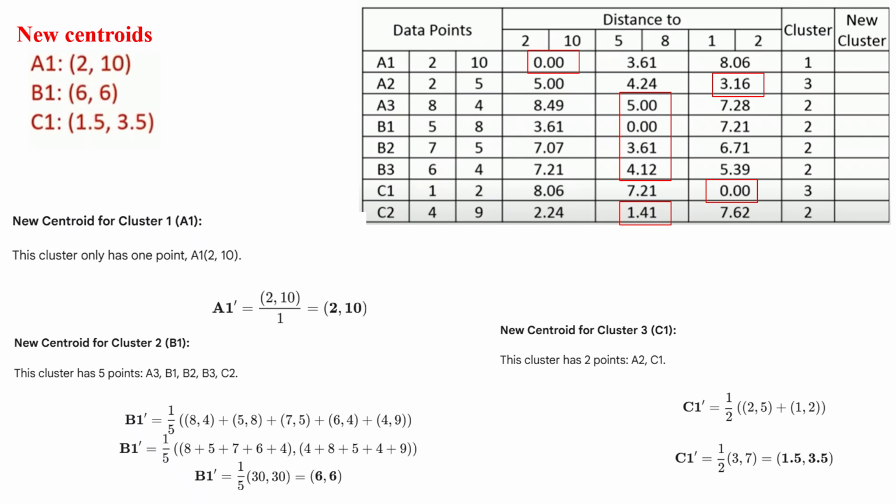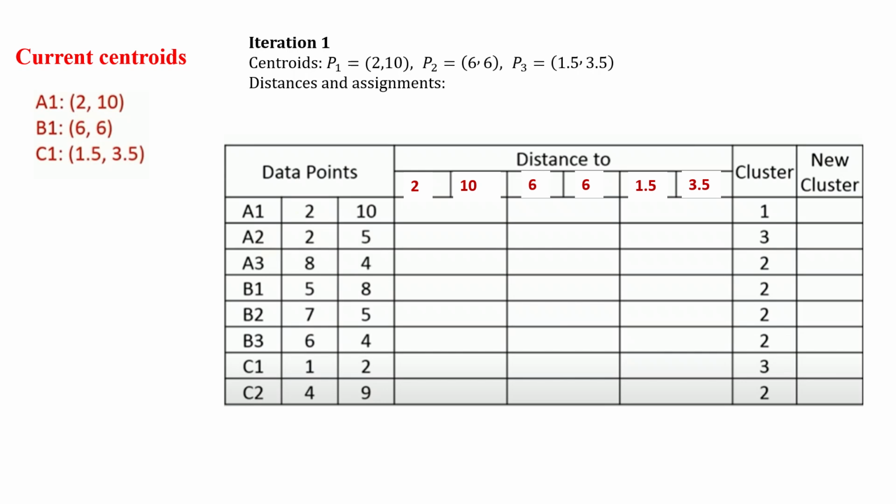Then for the C cluster, it occurred 2 times. So the average of these two is 1.5 and 3.5. Now again we are going to repeat the iteration from step 1. So for iteration 1, the same type of table is framed with the data points. Only the update is new, the new centroid we have formed over here.